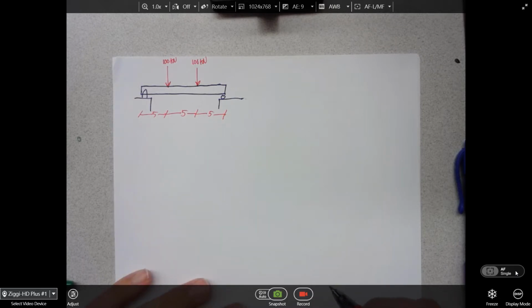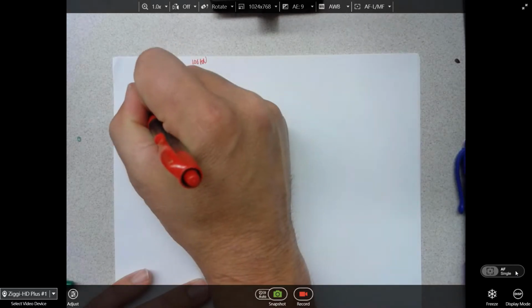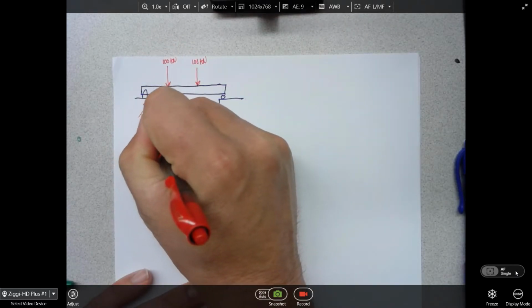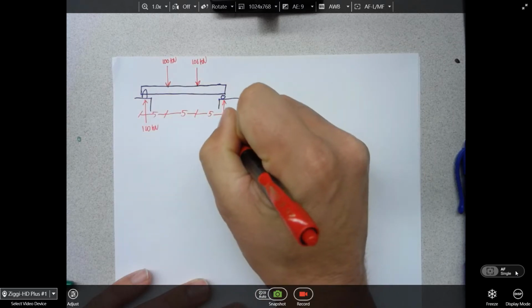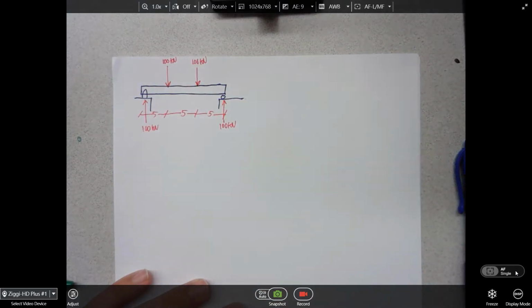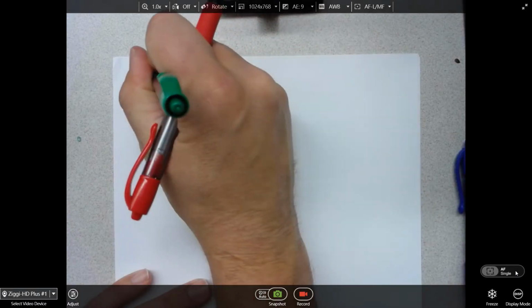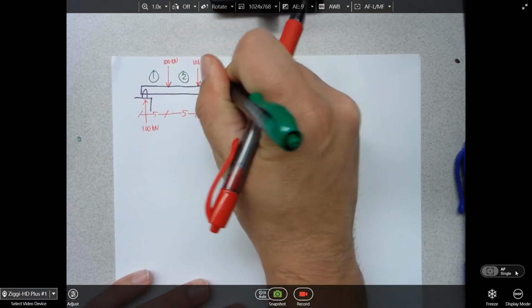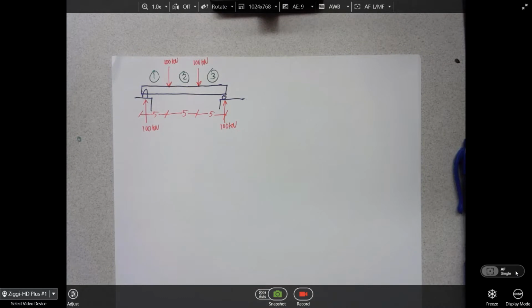Anybody spot what the reactions will be? Yeah, 100 on each side, right? Okay. How many regions do we have different equations in? How many loading regions would we say we have in this beam? 3. 1, 2, 3. Okay.